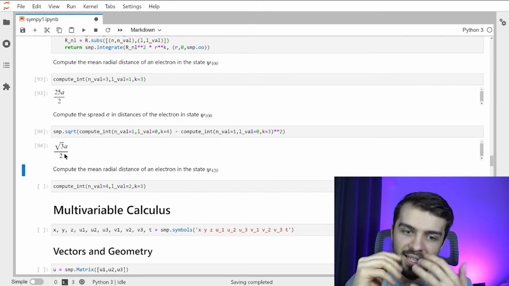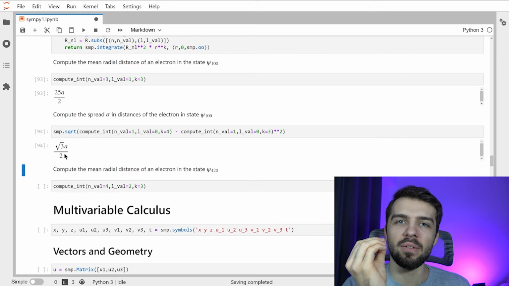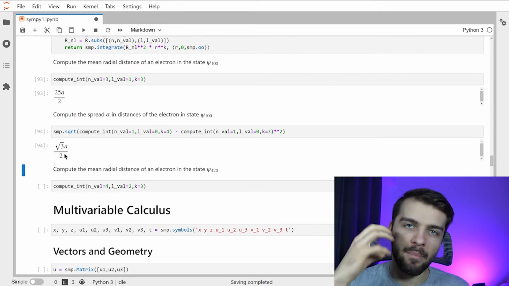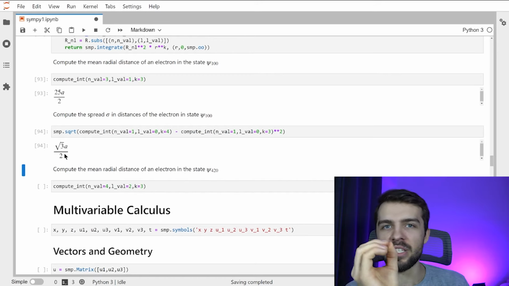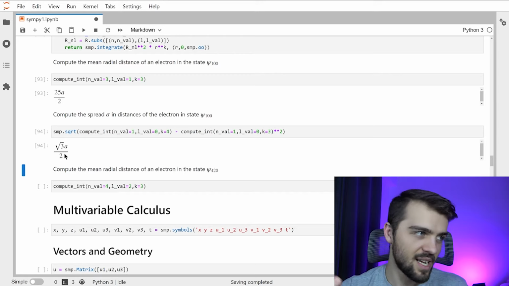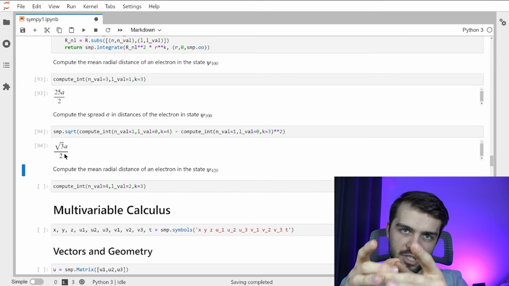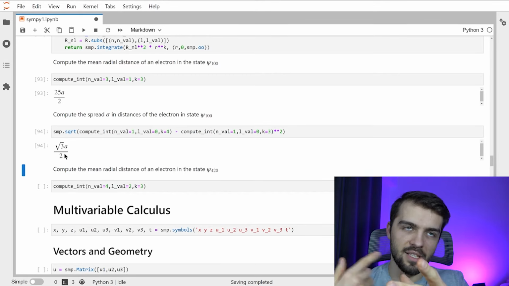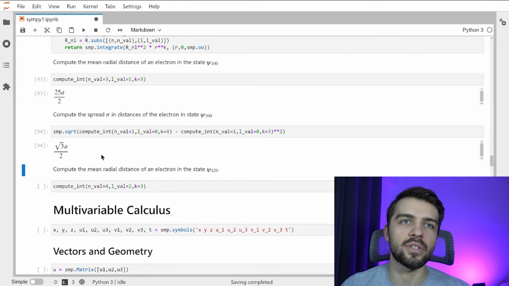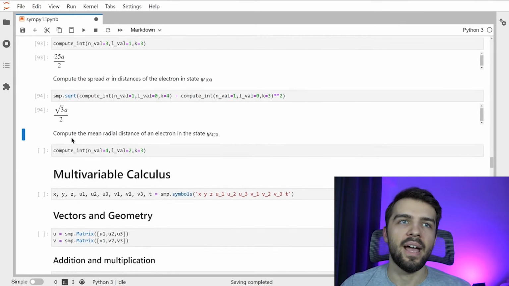So ideally, if you were thinking of a classical orbit of an electron, the spread would be 0 if I measure it over and over and over again. But because it's quantum mechanics, it doesn't always show up as the same radial distance. The Bohr model, right, predicts the same distance every time. It's just an orbit like this. But quantum mechanics says, no, there's a spread in these distances, and it's equal to root 3a over 2. And like I said before, I compute the mean radial distance in a state 4, 2, 0, and I can sort of do this here, and it will give me 21a.